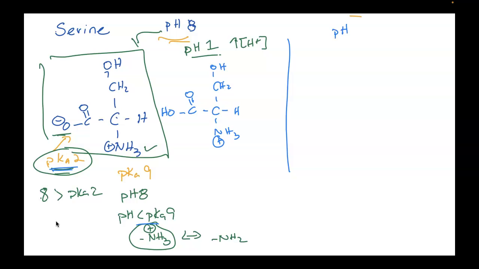At pH 10, this is very basic. There's very few H pluses in solution, and so things are going to tend to be in their unprotonated forms. And so with a pKa of 2, definitely the carboxylate form is going to be the dominant one, but also that alpha amino group is going to lose that extra proton, and this would be the form of serine at pH 10.